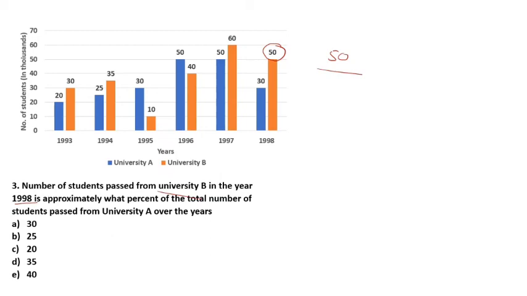And what ratio we have to find out? What percentage we have to find out? Approximate percentage of the total number of students passed from University A. Total number of students passed from University A is 20 plus 25, 45, 45 plus 30, 75, 75 plus 50, 125, 125 plus 50, 175, 175 plus 30, 205. So 50 out of 205 makes what percentage? This is what we have to find out.